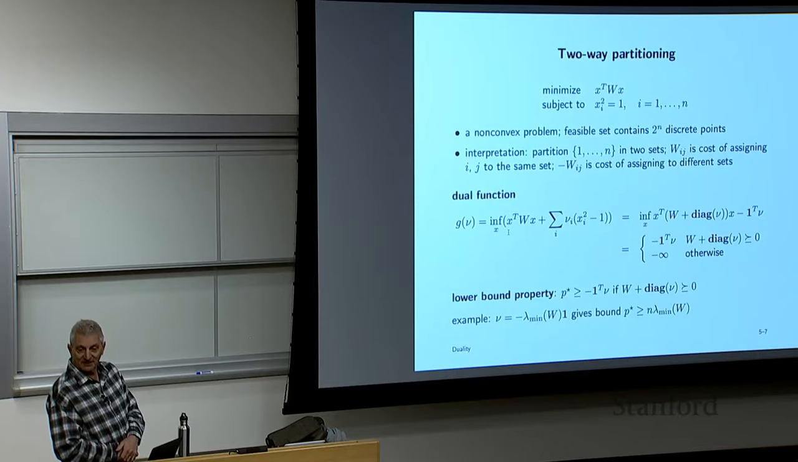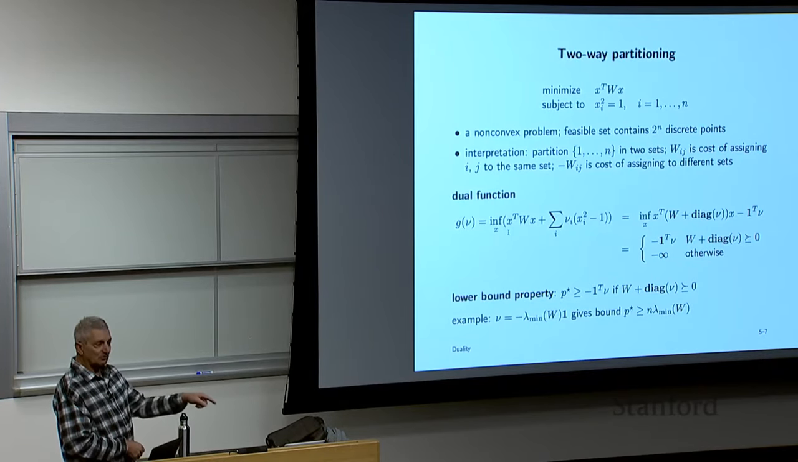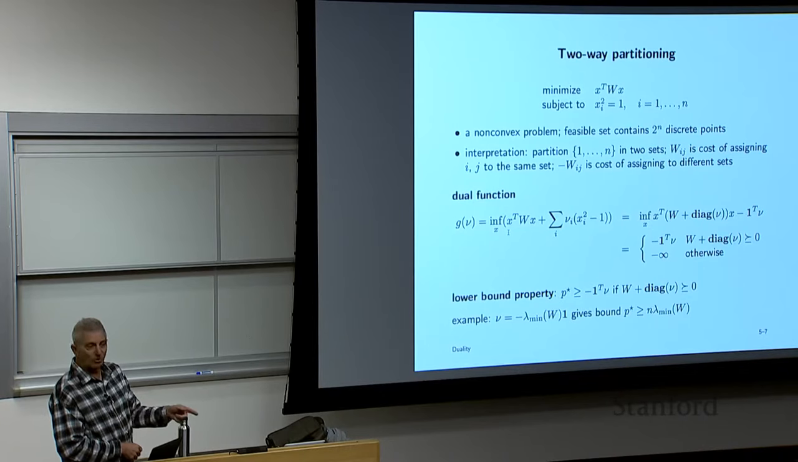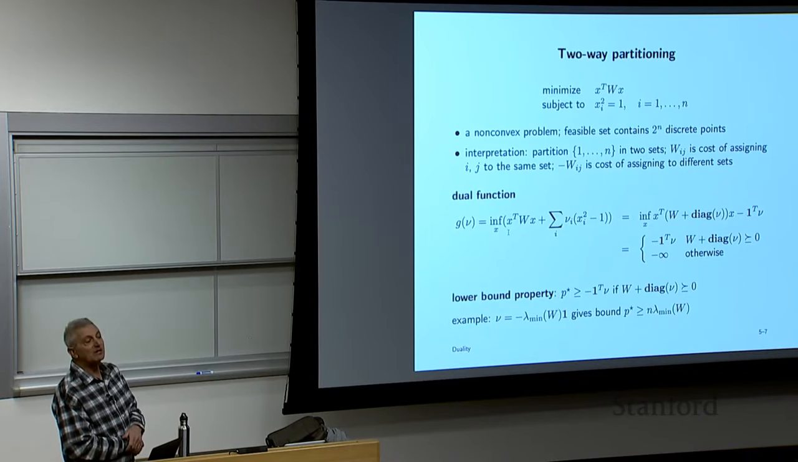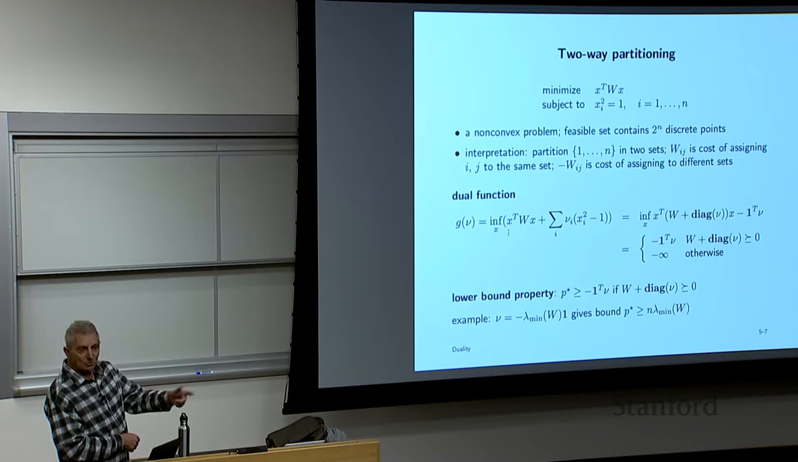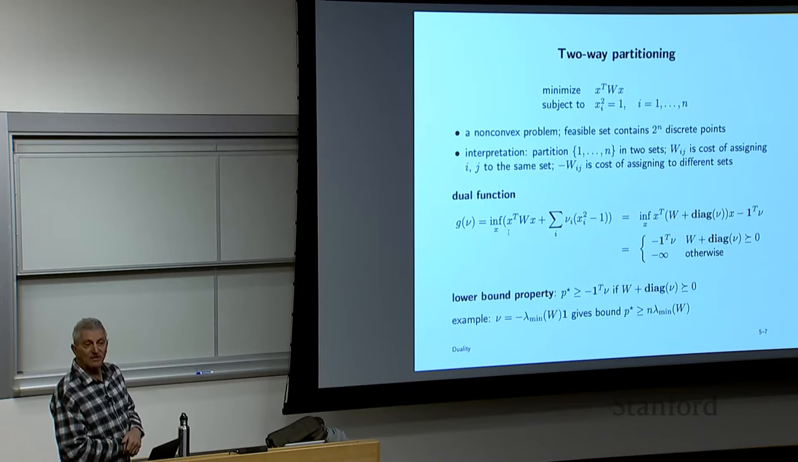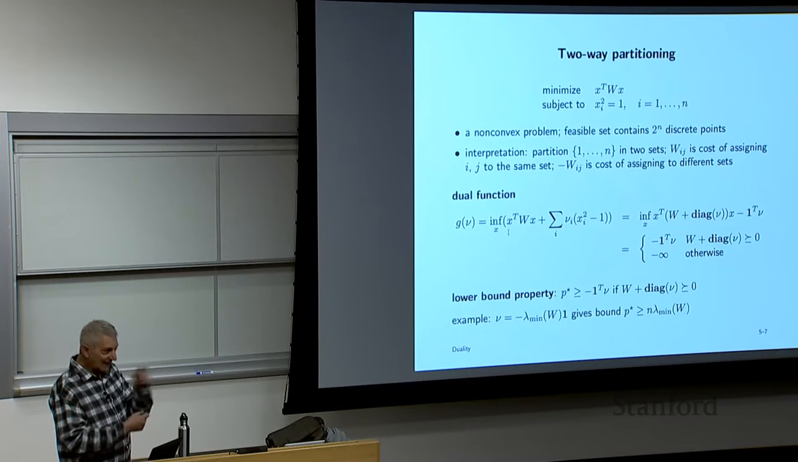Everybody got it? Now, here's my algorithm. It's incredibly dumb. I cycle through the indexes, 1, 2, 3, 4, and I simply ask myself, if I flip the sign of x7, will the objective go down? If it goes down, I take it, and I keep going.